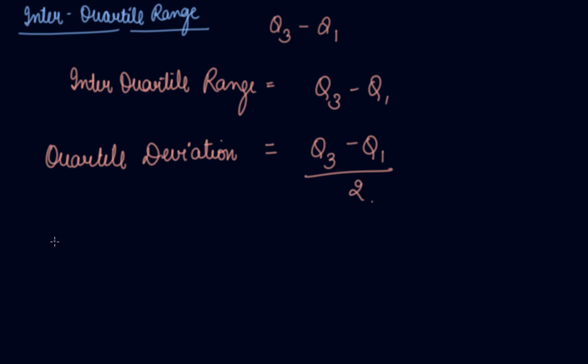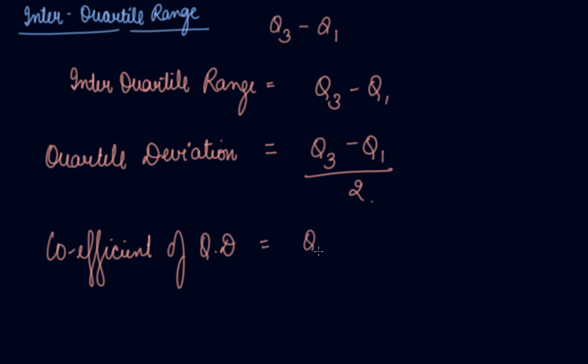The third we have is the relative measure, which is also known as the coefficient of quartile deviation. See, we used to do the range, that was highest minus lowest divided by highest plus lowest. The same way is this: Q3 minus Q1 divided by Q3 plus Q1. So this is the coefficient of quartile deviation.